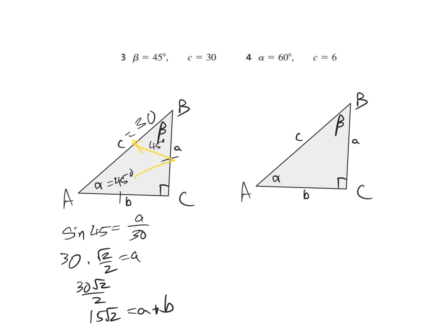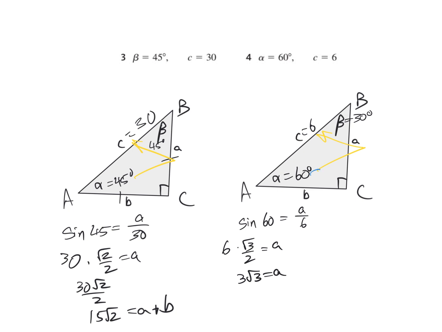Number 4, alpha is 60 degrees. C is 6. Okay, so again, B, or beta, is 30 degrees. So we're going to use 60 because that's what we were given. Opposite over hypotenuse, so that's going to be the sine of 60 degrees equals A over 6, or 6 times sine of 60 degrees, the y value is square root of 3 over 2. And that's equal to A, or 3 square root of 3. That's A.